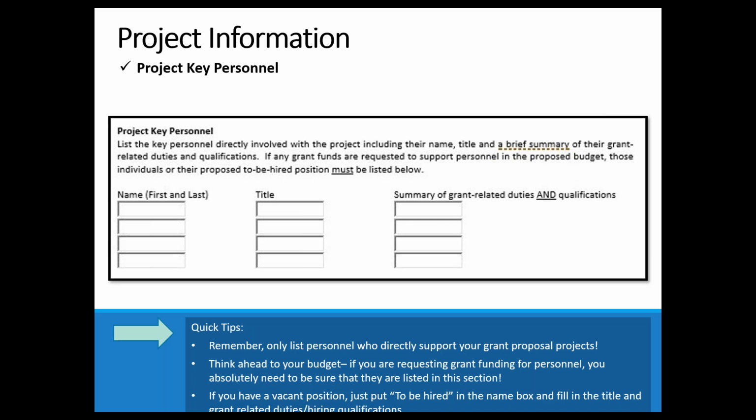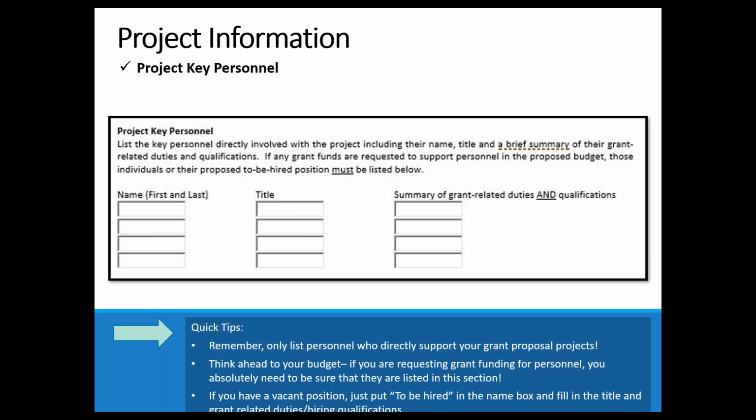And then you come to this portion of the application that asks about the key personnel in your organization that are directly involved with your grant project. And this may seem pretty simple, but I just want to point out a couple of tips here. You want to make sure that you're listing all the positions that are directly involved with your grant proposal project.